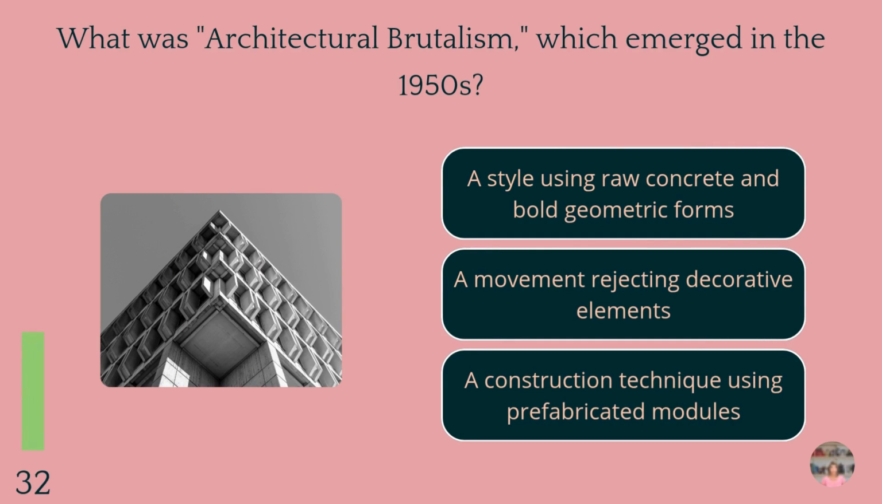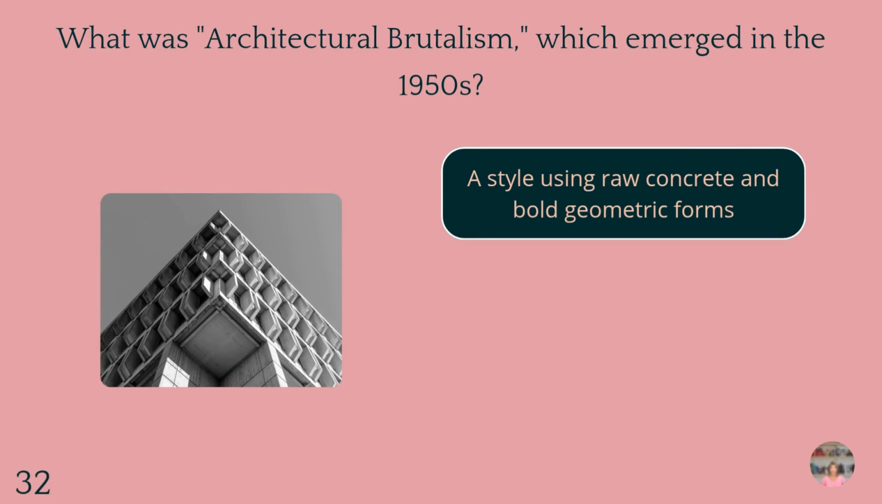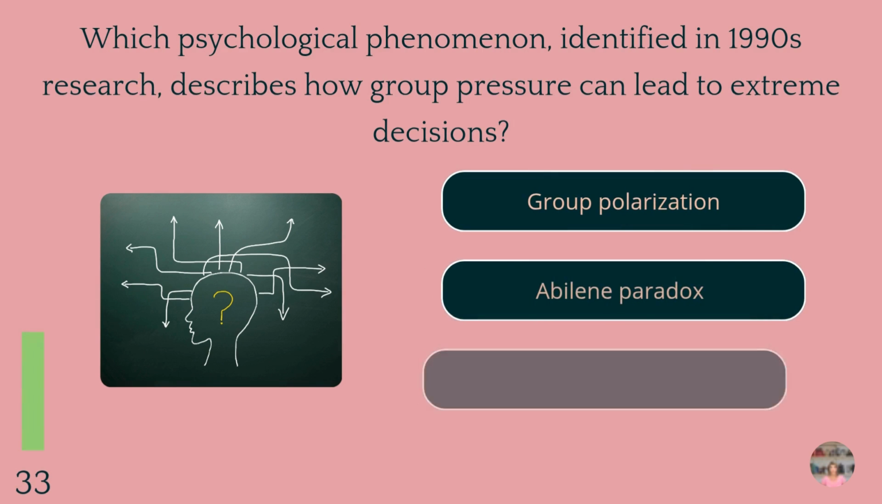What was architectural brutalism, which emerged in the 1950s? A style using raw concrete and bold geometric forms, a movement rejecting decorative elements, or a construction technique using prefabricated modules? A style using raw concrete and bold geometric forms.